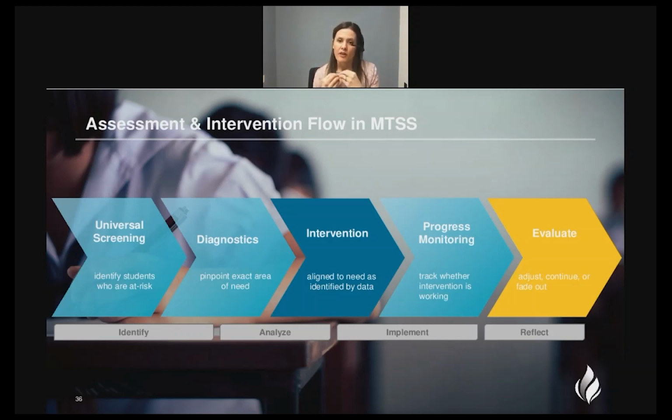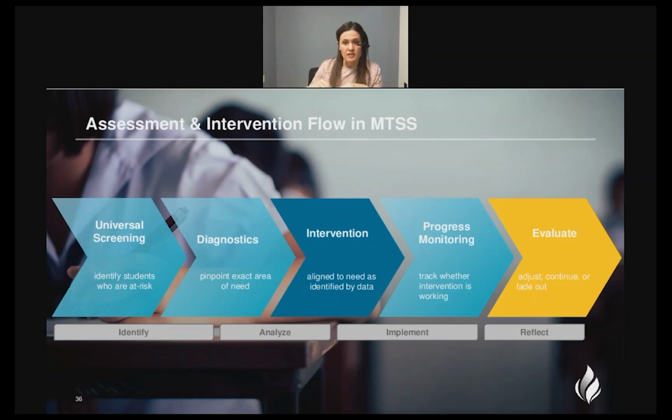So when we think about how that works as part of our MTSS framework, universal screening happens, and the point of universal screening is that we're identifying students who are at risk. We implement some diagnostics that help us to pinpoint that exact area of need. We're going to get into this a little bit, but you're really drilling down into the data to help us use the data and information we have. And maybe you need to administer some additional assessments to appropriately ensure that our instruction aligns to the student's need.